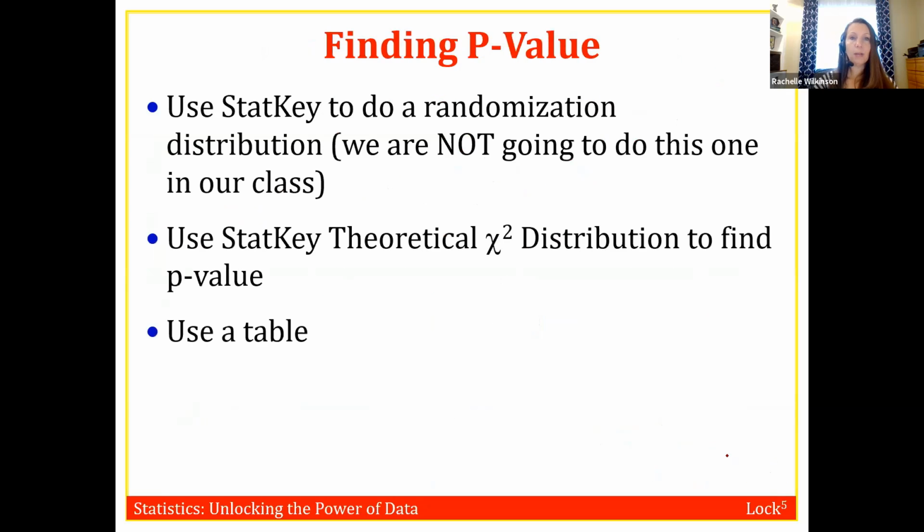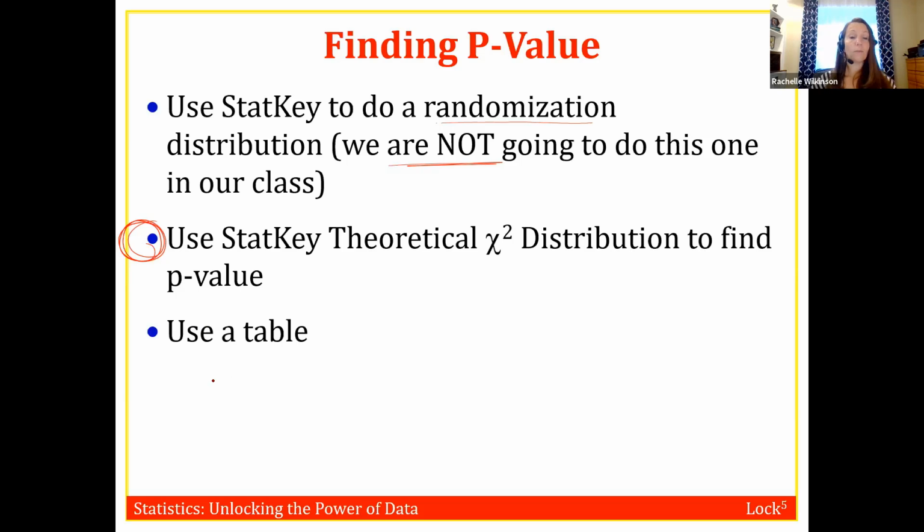All right, so to find my p-values, there's a couple different ways to find p-values for the chi-square. One way is to do a randomization distribution, which we're not going to do in our class. But when we go into StatKey later on, you're going to see where that would come up. So I don't want you to be confused by it. We're not going to do it in our class, but it is a possibility. The one that we're going to be using is option number 2. We're going to use the StatKey theoretical chi-square distribution to find our p-value. And a third option is to use the table.